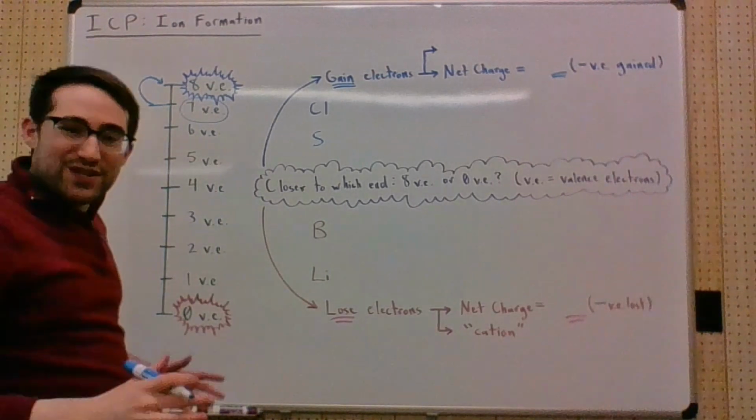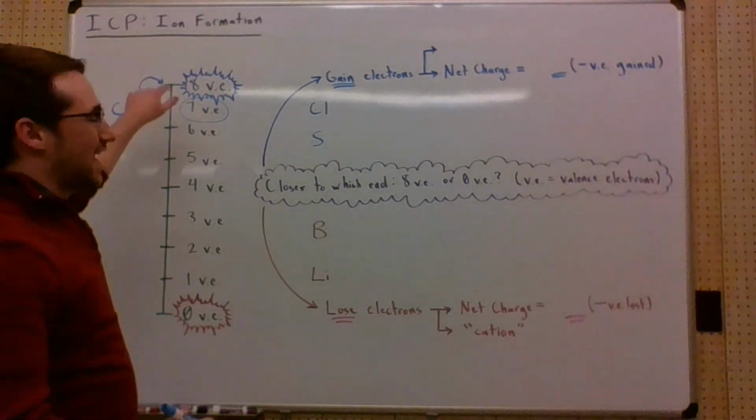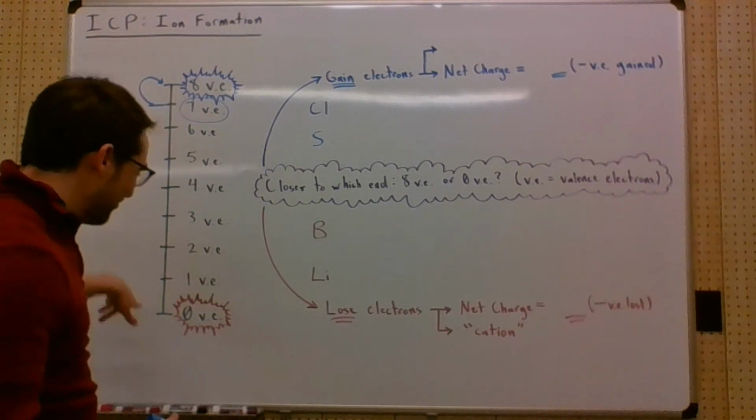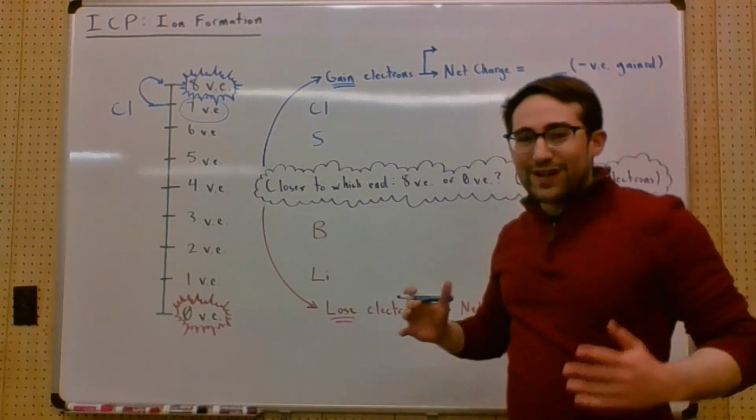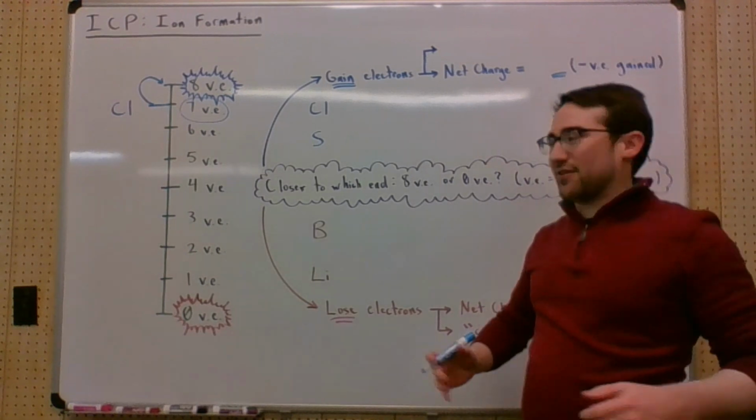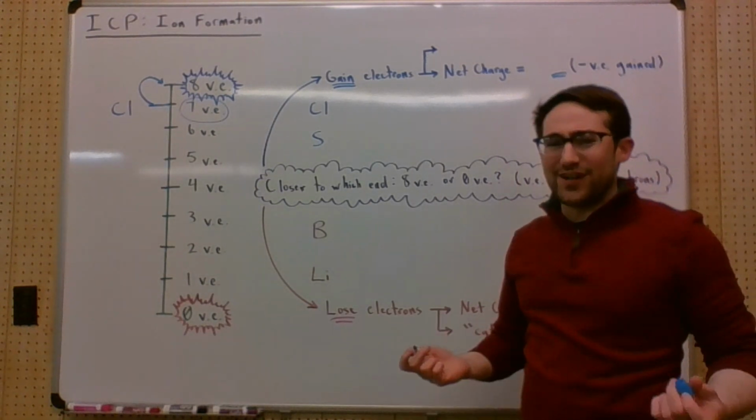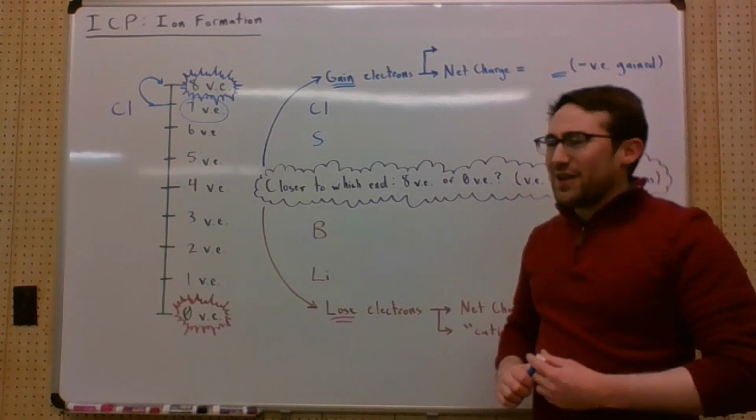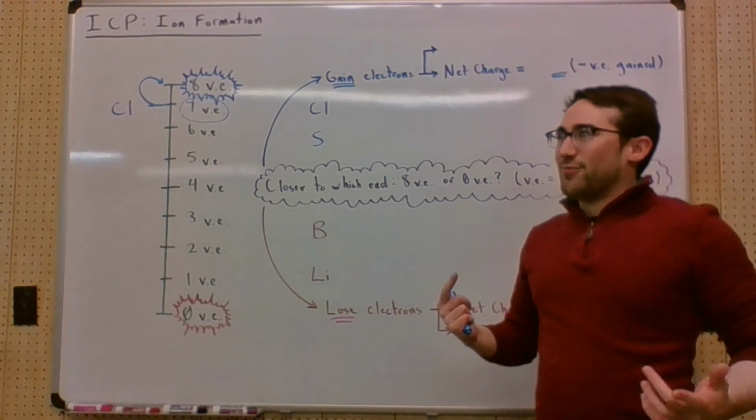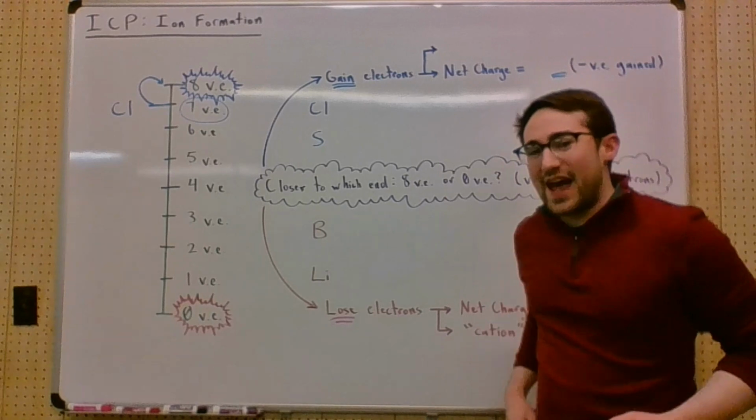If we're going between these two options, it's way easier to gain one valence electron than to try and lose all 7 that it has. So chlorine is going to gain a valence electron. Now, valence electrons are the same as any other kind of electron. They're no different. So they're negatively charged, which means some things are going to change about the atom.